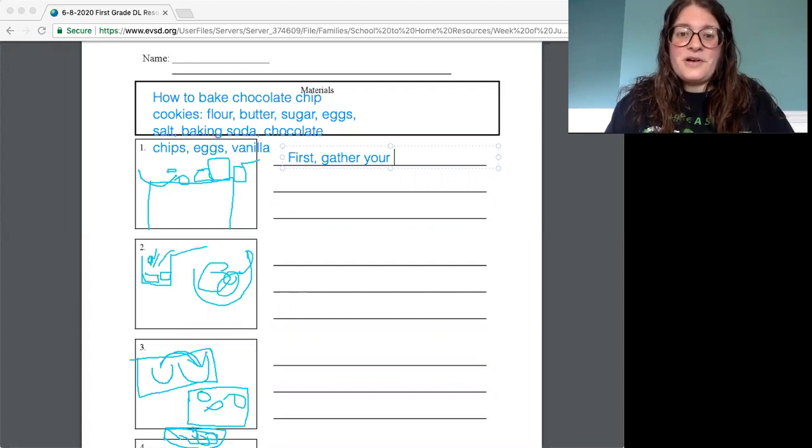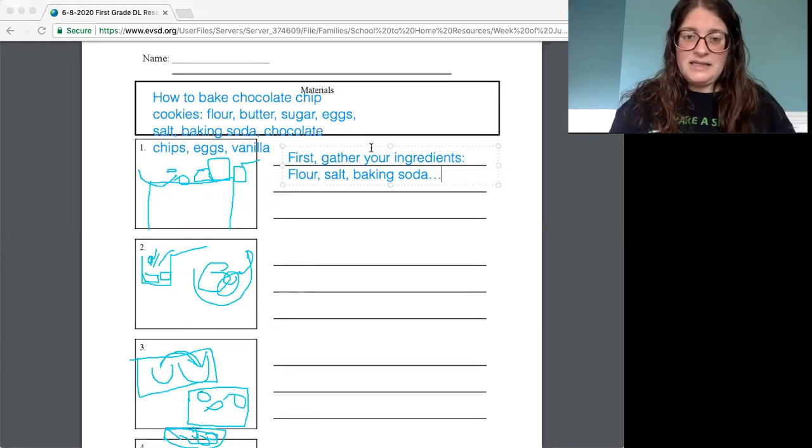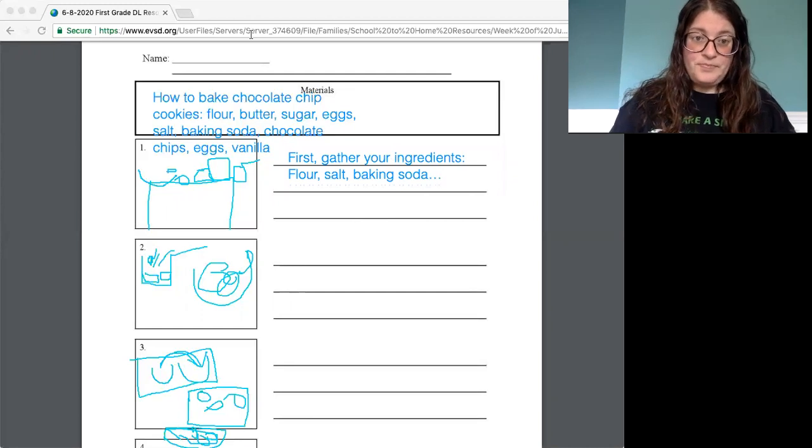First, gather your ingredients. And then it's gonna be flour, salt, baking soda, and then I would keep going and list out all of the ingredients for both the wet and the dry. But for the sake of time, I'm gonna move on to the next step.